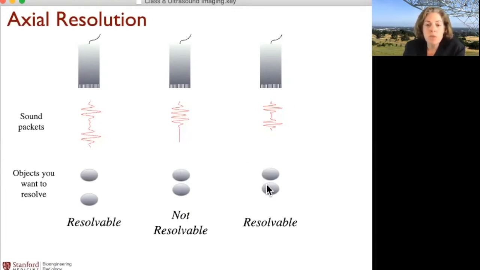What you can do if your 2 objects are closer together and you want to be able to resolve them is you have to make your spatial pulse length smaller. And you do that how?